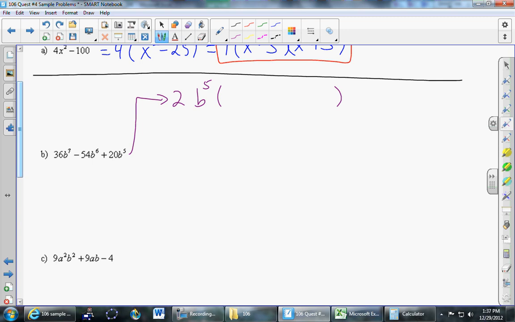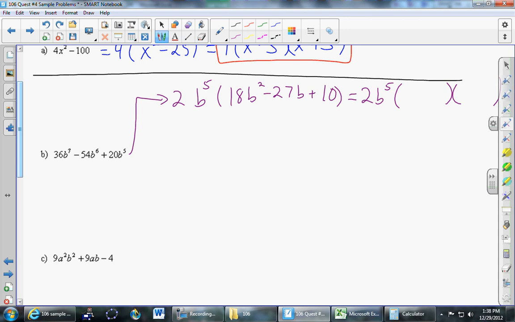So pause the video here and then come back when you've factored it out and filled in the parentheses. So I got 18b squared minus 27b plus 10. And this is still pretty rough to factor. You've got different options here. You can use the trial and error method. Ultimately, this is supposed to look something like this. The question is what goes in those 2 parentheses.